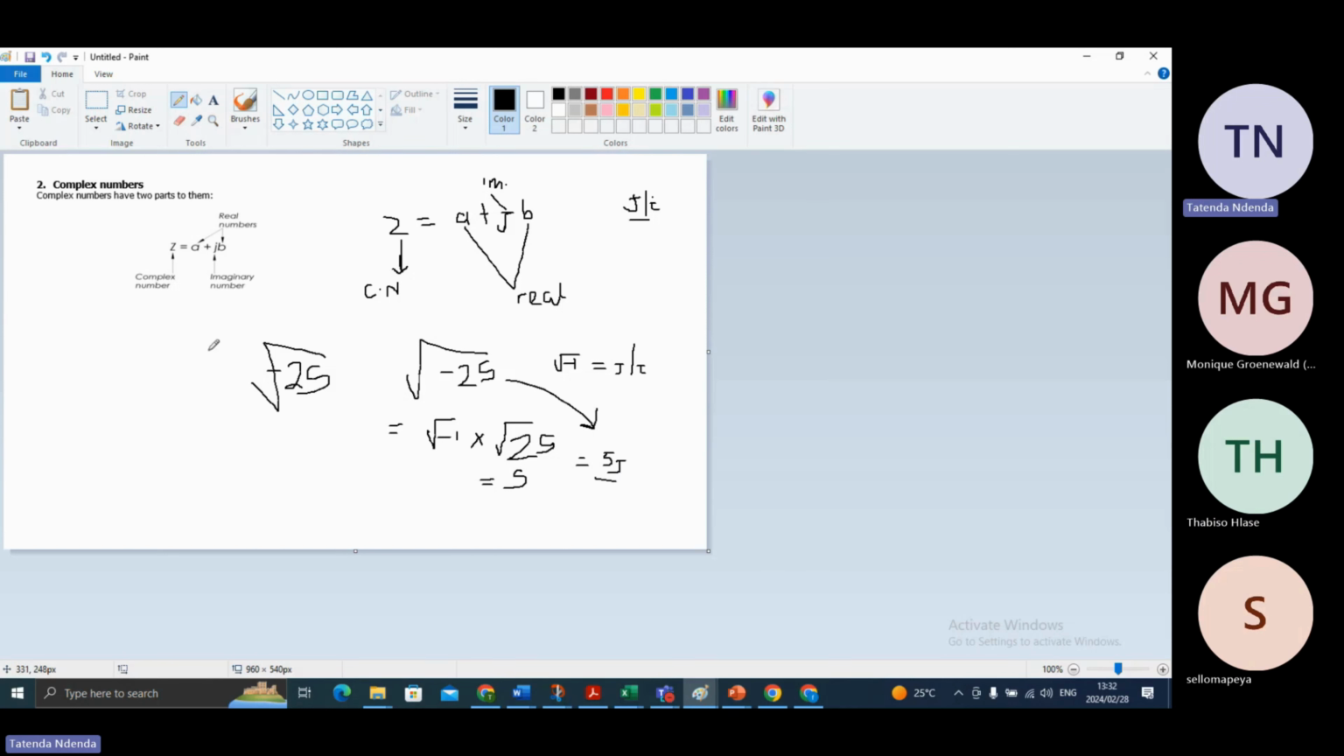Okay, so meaning that if we are to write this thing as an equation, it will now be Z is equivalent to 0 plus 5J, like this. So we have these two here as the real numbers, and we have this one as the imaginary number. Or we can write this thing as 0 plus J5. It's still the same thing. Is there anyone with a question on that one?